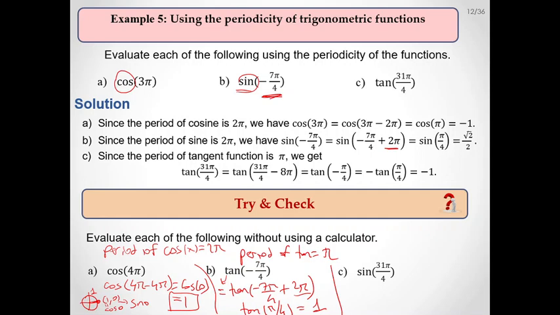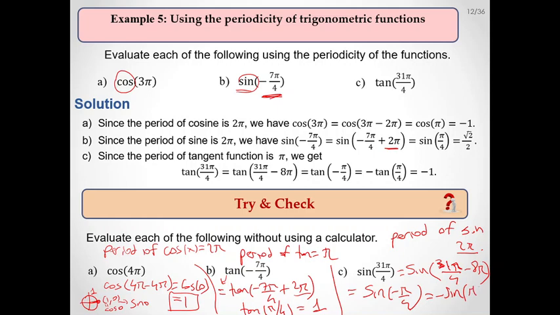And for 31 pi over 4, I can do the same thing. The period of sine is 2 pi, and I can add or subtract the multiples of 2 pi, and I will go with 8 pi. I will subtract 8 pi. This is a multiple of 2 pi. Then it will be sine minus pi over 4, and this is minus sine pi over 4. This is 45 degrees, so you will end up with minus 1 over square root 2.